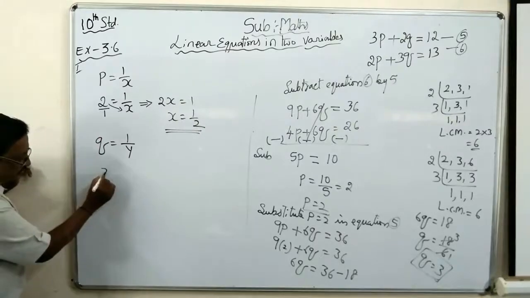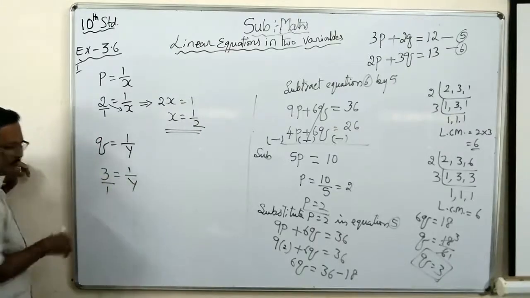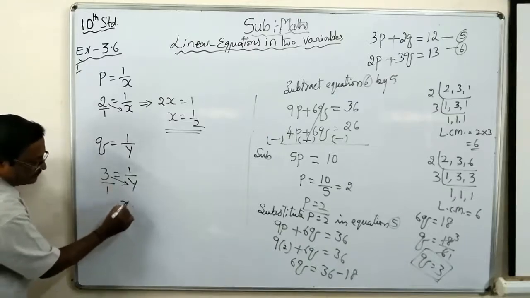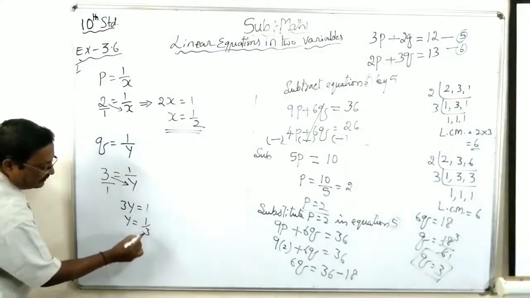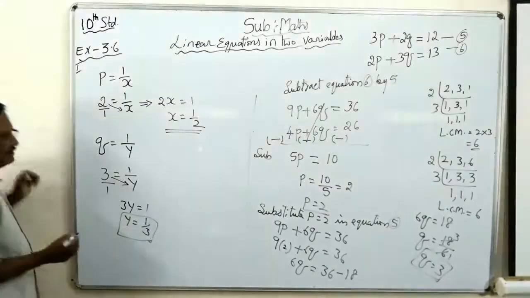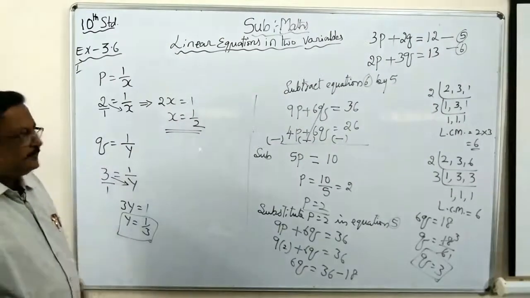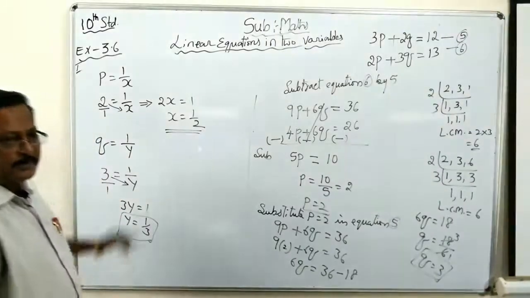Here q is equal to 3, which is equal to 1 by y. Here there is no denominator, so it is 1. Here also cross multiplication: 3 into y, 3y is equal to 1. Y is equal to 1 by 3. This is the value of y. This is the x value, this is the y value. This is the first problem in the first main. First one is completed. Next.